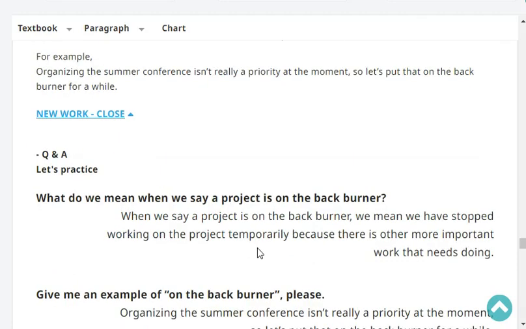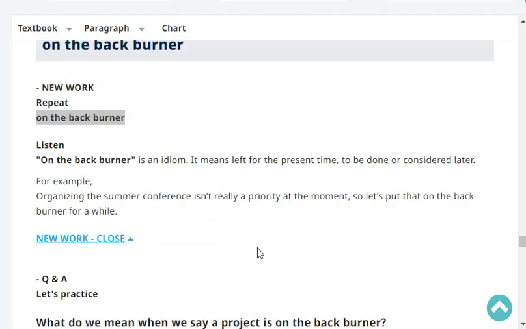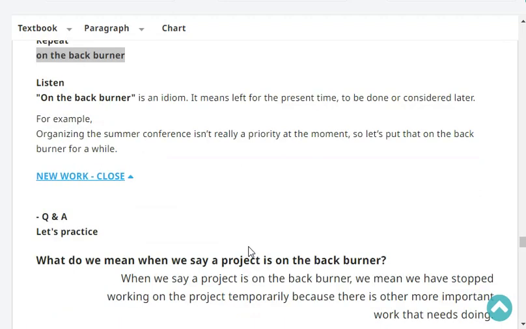On the back burner is an idiom. It means left for the present time to be done or considered later. For example, organizing the summer conference isn't really a priority at the moment. So let's put that on the back burner for a while.